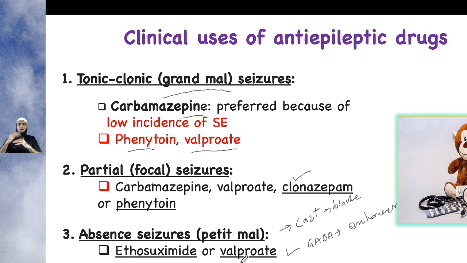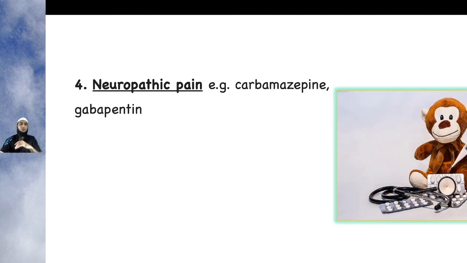Let's see what the other uses of anti-epileptic drugs are. In addition to their use in the treatment of different types of epilepsy, what are their uses for the treatment of other diseases? We can use anti-epileptic drugs like carbamazepine and gabapentin, especially in case of neuropathic pain. We have seen that carbamazepine is used in trigeminal neuralgia, which can be easily treated using carbamazepine. So we use carbamazepine for different types of neuropathic pain.